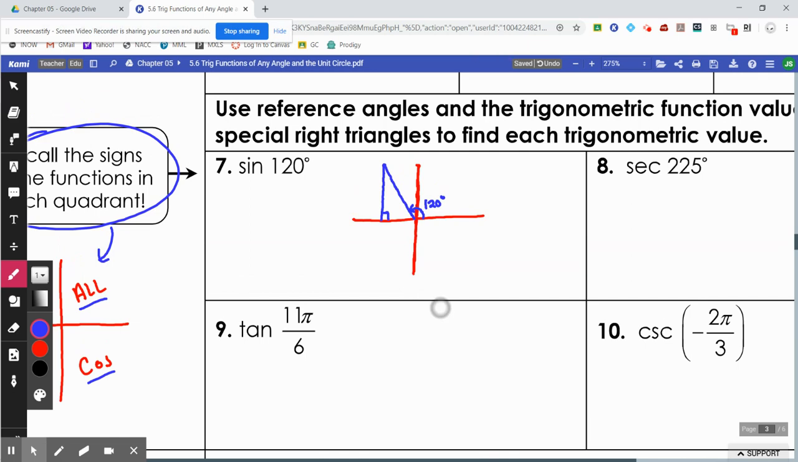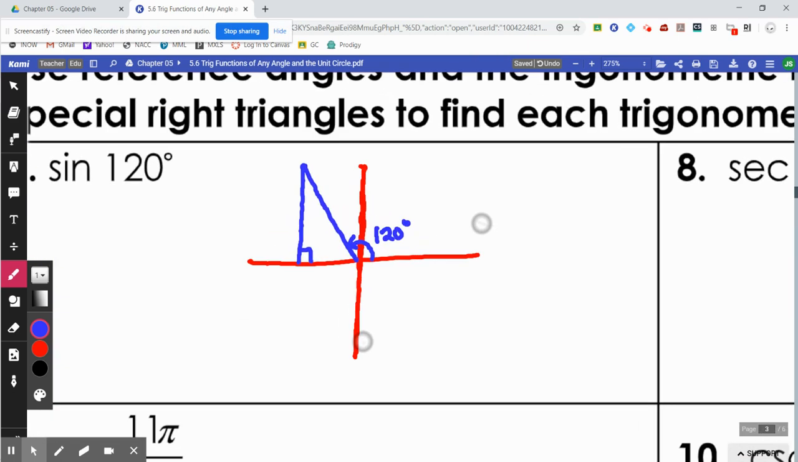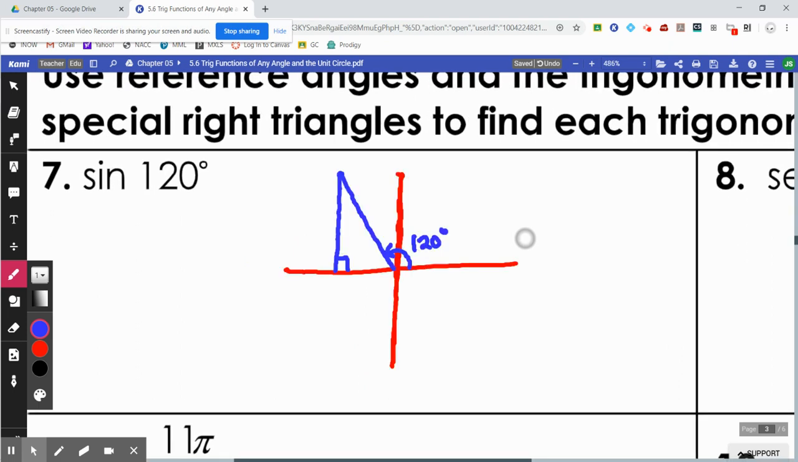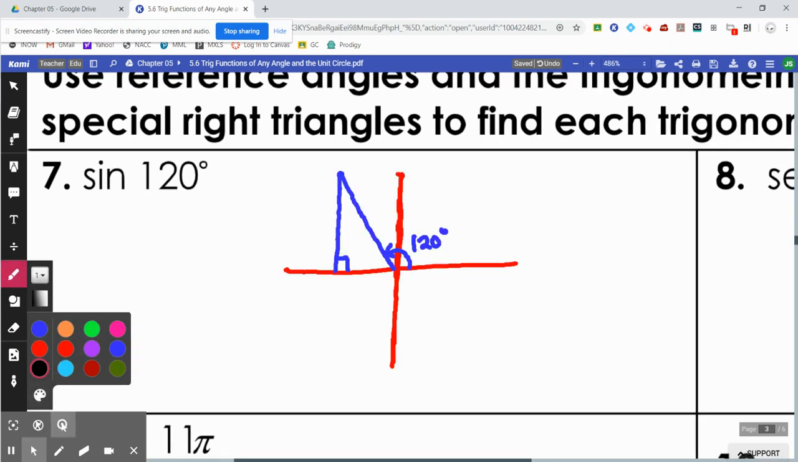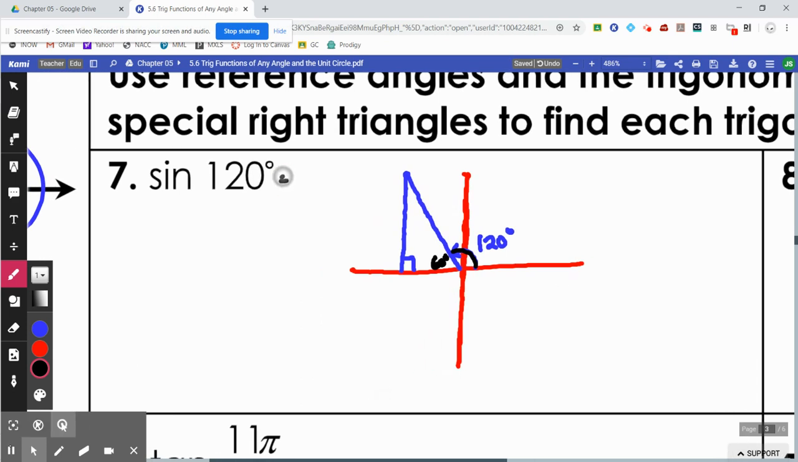Now, how are we going to connect those two? Our reference angles. Let's zoom in on what I've drawn here. Here's 120 degrees. We're asked to find the sine of 120 degrees. If this is 120 degrees, I know that my reference angle is a 60-degree angle. If I'm in the second quadrant, first off, let's deal with All Students Take Calculus. I know that in the second quadrant, sine is positive, so my answer is going to be a positive value.